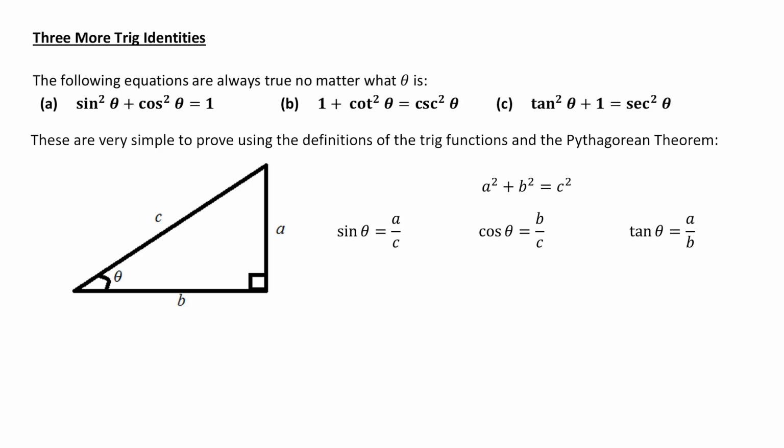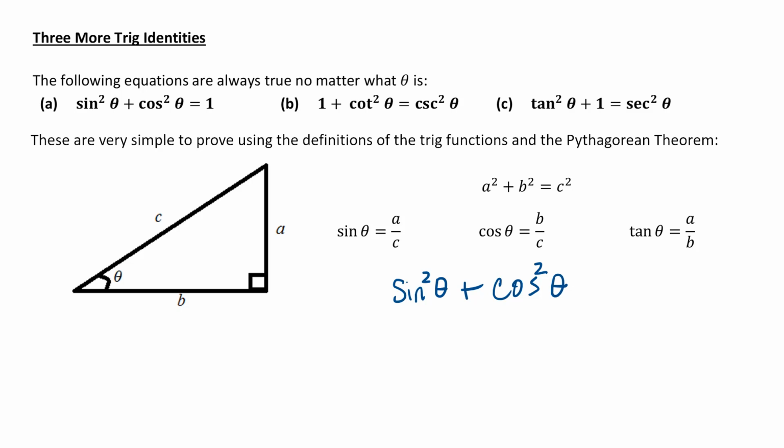If you have a right triangle with sides A, B, and C, and angle theta, you know already from the Pythagorean theorem that a squared plus b squared equals c squared. You know by the definition of your trig functions that sine theta is a over c, cosine theta is b over c, and tangent theta is a over b. So you can prove that sine squared theta plus cosine squared theta equals 1.